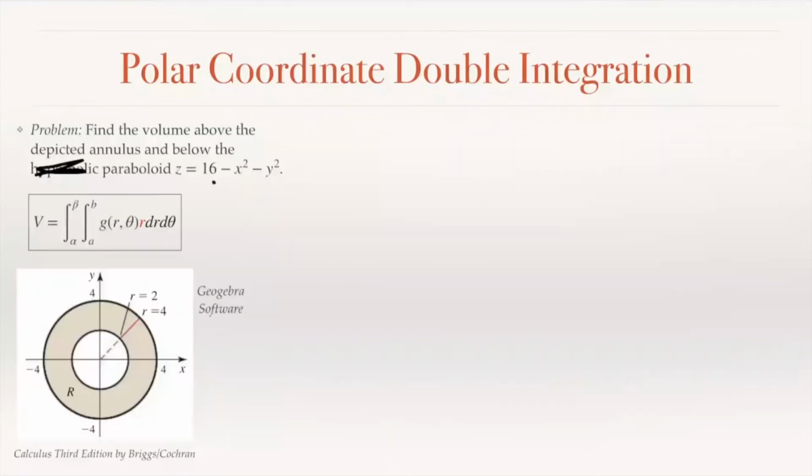So go ahead and try your hand. Find the volume above the depicted annulus. This shape here is called an annulus, and below the paraboloid z equals 16 minus x squared minus y squared. I encourage you to pause the video.